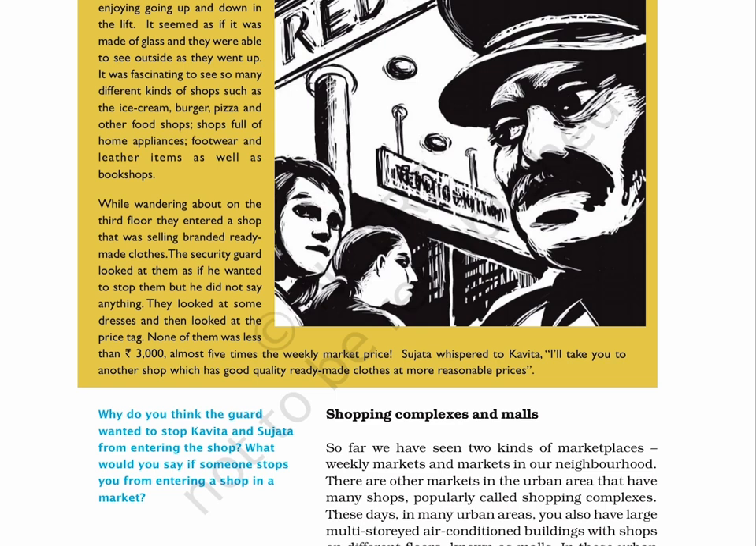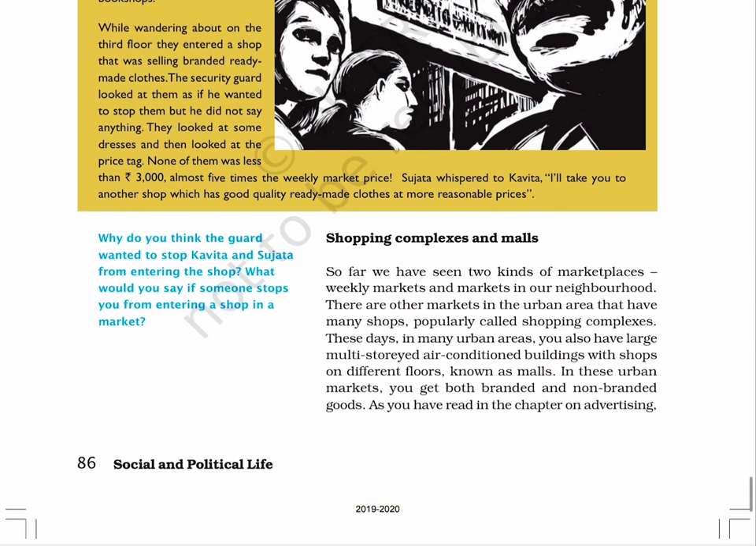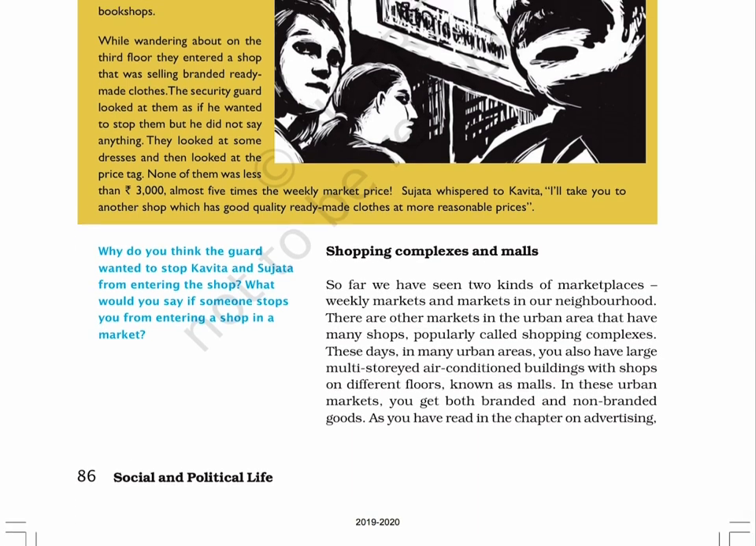Sujata whispered to Kavita, "I'll take you to another shop which has good quality ready-made clothes at more reasonable prices." Why do you think the guard wanted to stop Kavita and Sujata from entering the shop? What would you say if someone stops you from entering a shop in a market?